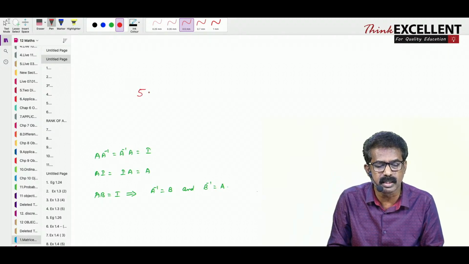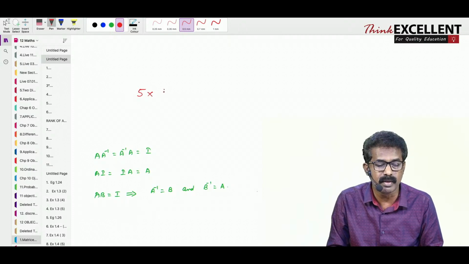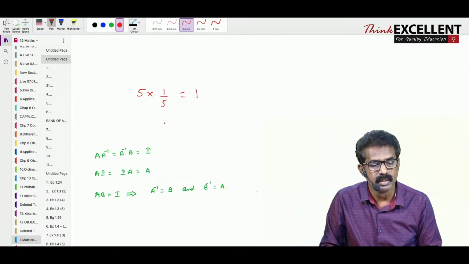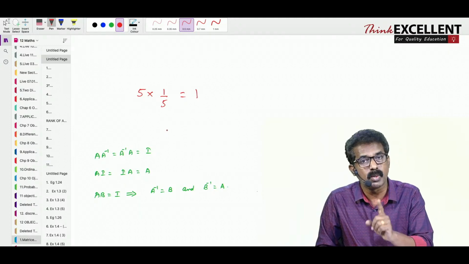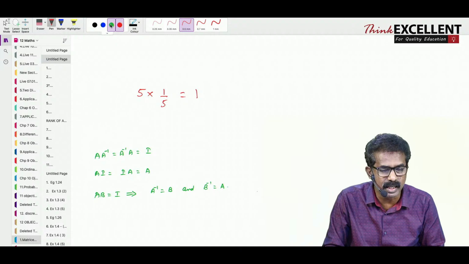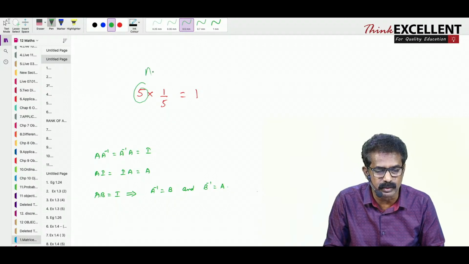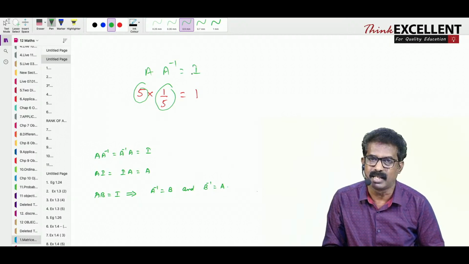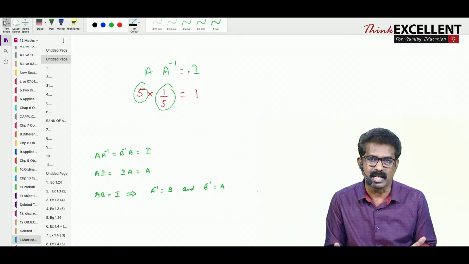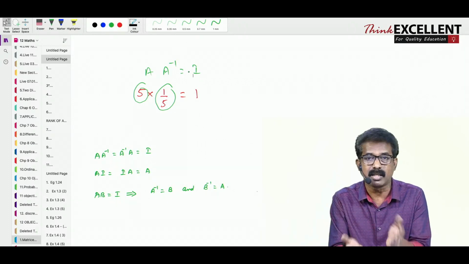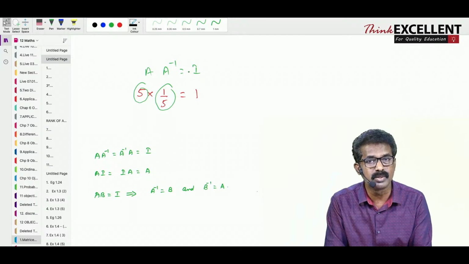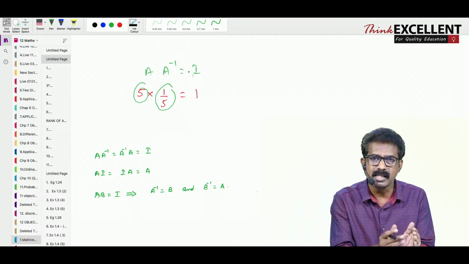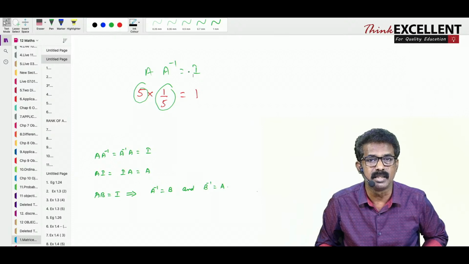You know, 5 into its multiplicative inverse 1 by 5, the answer is 1. Good, fine. 5 into 1 by 5 is what? 1. Same way, A is a matrix, and A into its inverse A inverse equals I, the identity. In numbers we say 1, and in matrices it is I. So A into A inverse is I, B into B inverse is I. The order can be reversed: A inverse into A is also I. Remember, when you multiply a matrix by its inverse, your answer is the identity matrix.